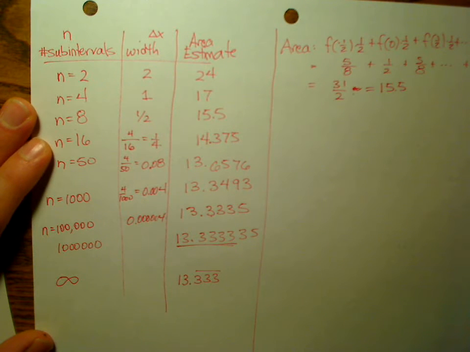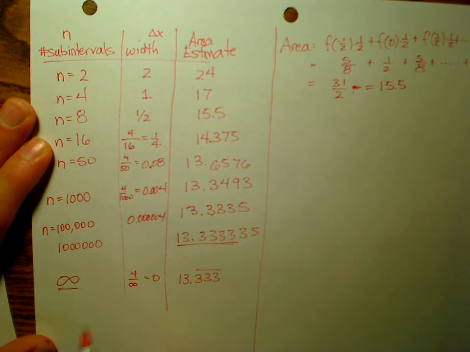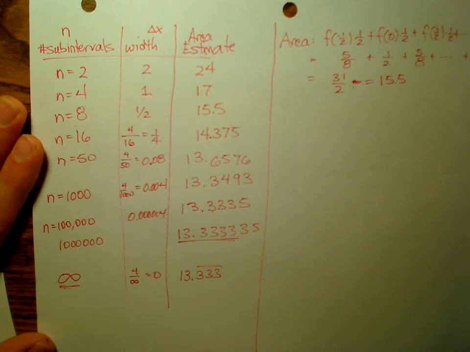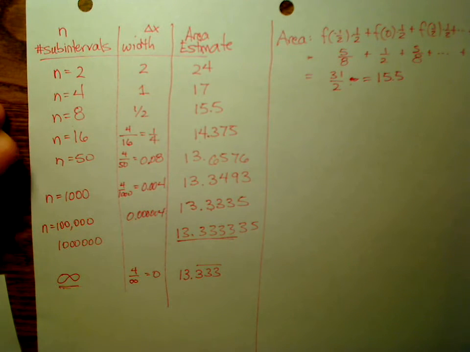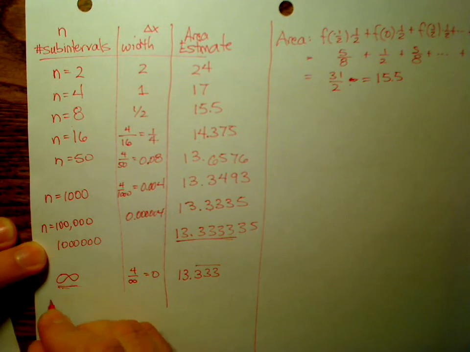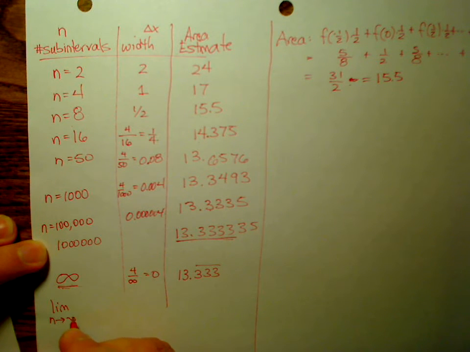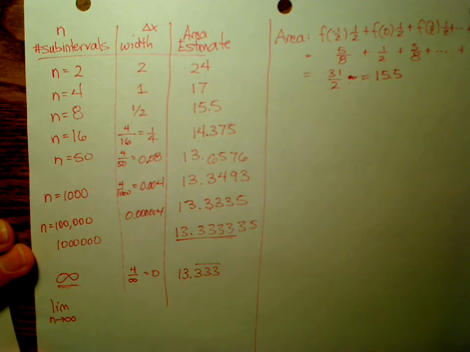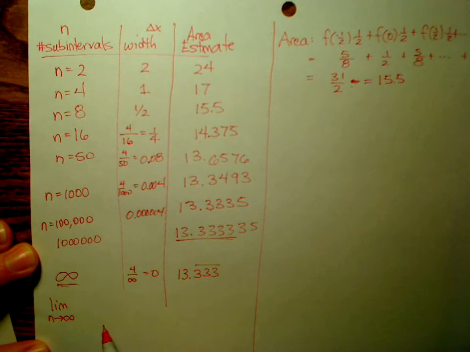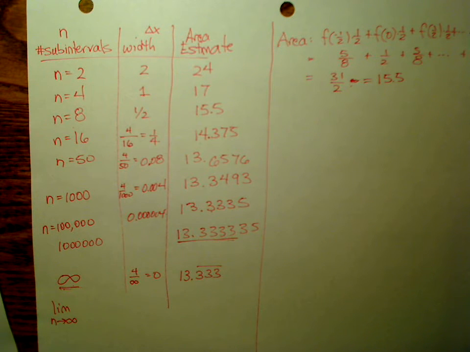The problem with that, though, is our widths would be 4 over infinity, and that's 0. And also we'd have to add up infinitely many things, each of which have area pretty much 0. And that ends up being 13 1/3. That's what limits can do for us. Rather than doing infinitely many, we're going to do the limit as n goes to infinity. Because the idea is more subintervals makes more things that get added, but the things that get added get smaller. And hopefully there's a balance that happens between those two.